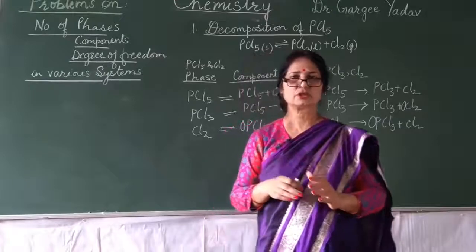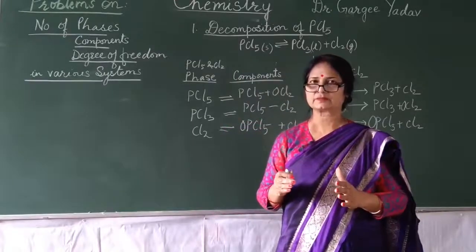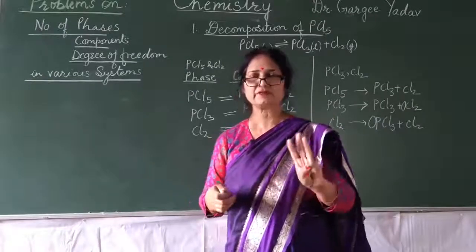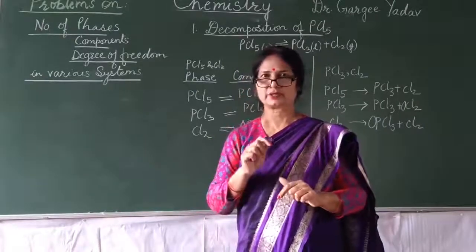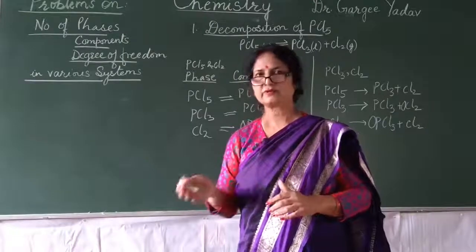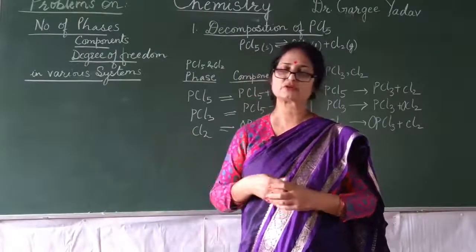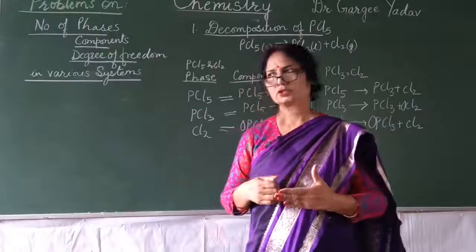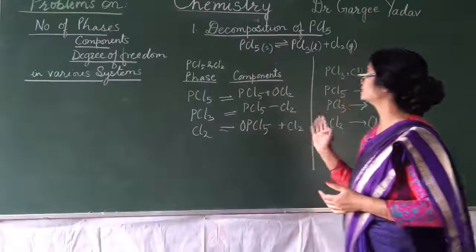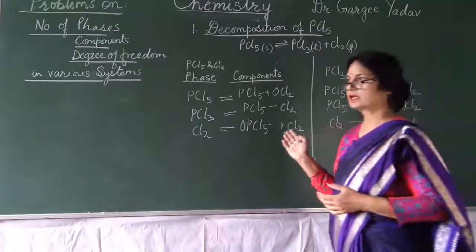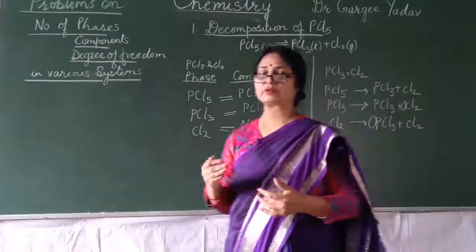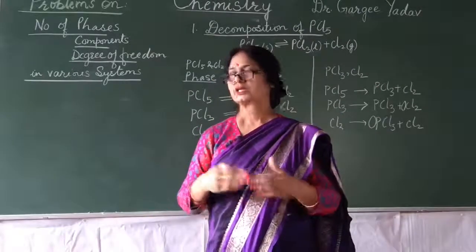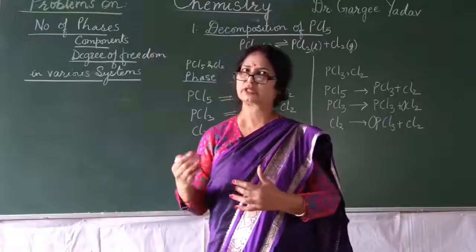So the decomposition of phosphorus pentachloride, PCl5, into PCl3 and chlorine gas is a three-phase system but a two-component system. Okay, and likewise you can calculate the degree of freedom also from the Gibbs phase rule equation, F is equal to C minus P plus 2. So this was an example of the decomposition of phosphorus pentachloride, and likewise you can also calculate for the decomposition of calcium carbonate as it decomposes into calcium oxide and carbon dioxide gas.